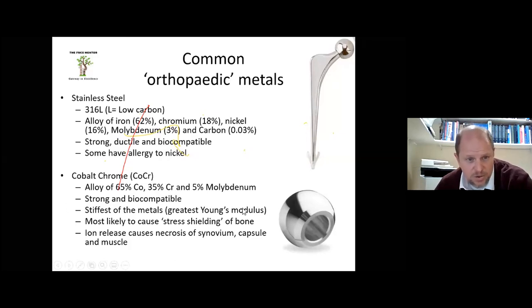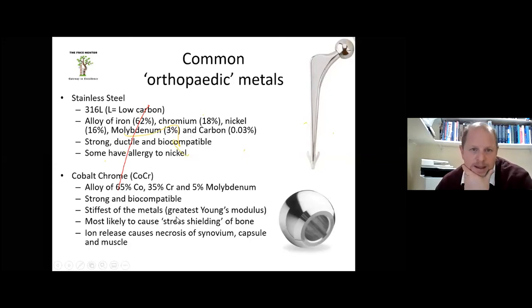Many of those things are true about cobalt chrome as well. The key thing about cobalt and chrome is that those are the main elements of it. Cobalt, chrome, and then just like stainless steel, it's got this molybdenum in it. You could use all of the same terms to describe it, but if you were talking about the Young's modulus, which I think would be a good idea, you would say that cobalt chrome has the highest Young's modulus of the metals that we use in orthopedics. It's higher than stainless steel and it's higher than titanium.